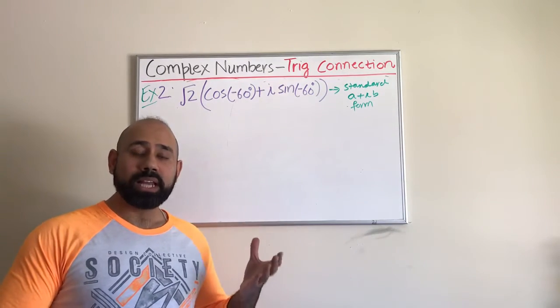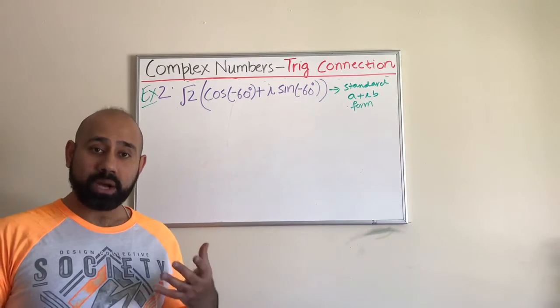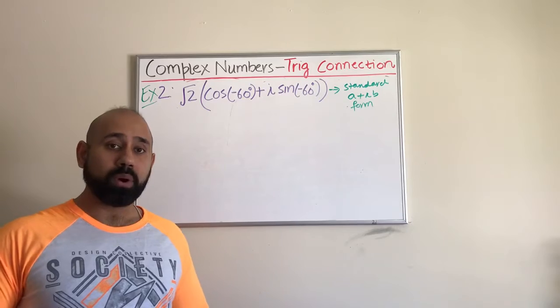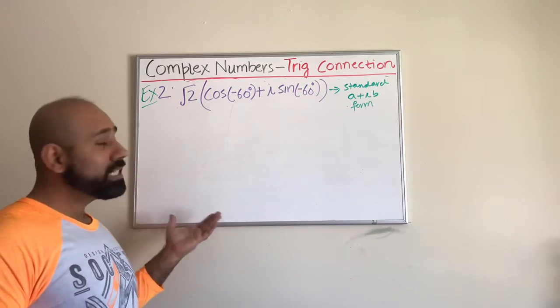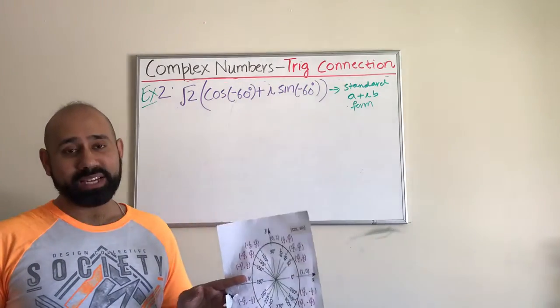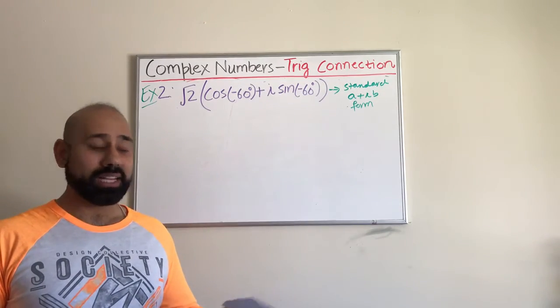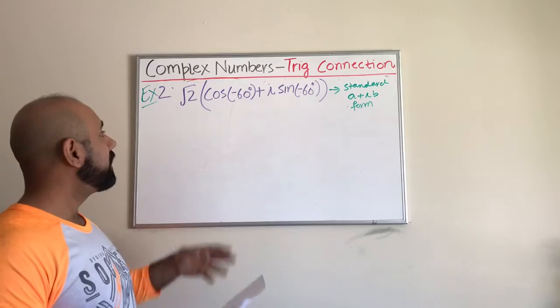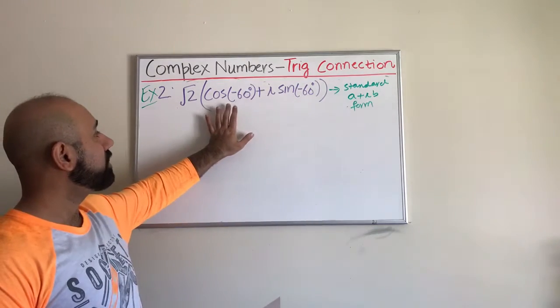Hi guys, let us look at example 2 on converting a complex number from the trig form or polar form to standard form. So guys, let us look at the steps here. The first step is to actually have a unit circle handy with you, and then look at the unit circle, and from the unit circle we want to write or substitute the values for the trig functions.